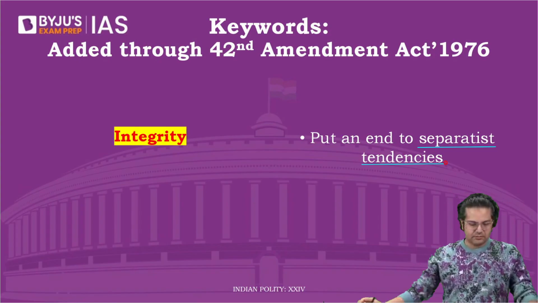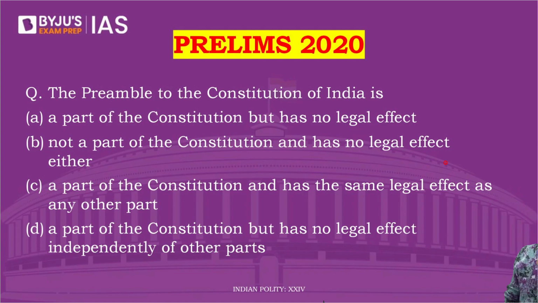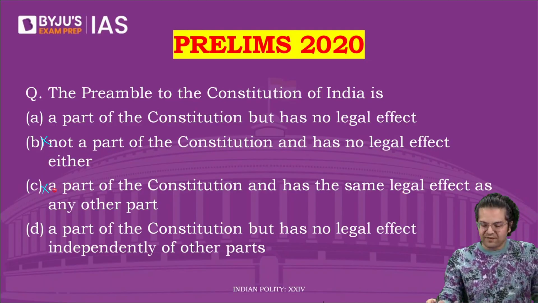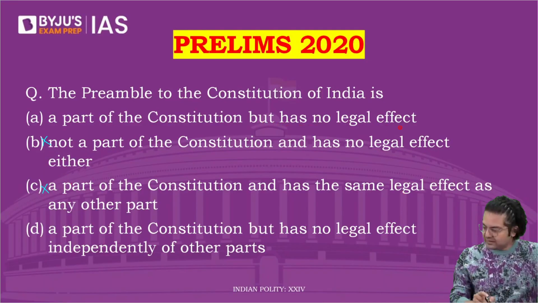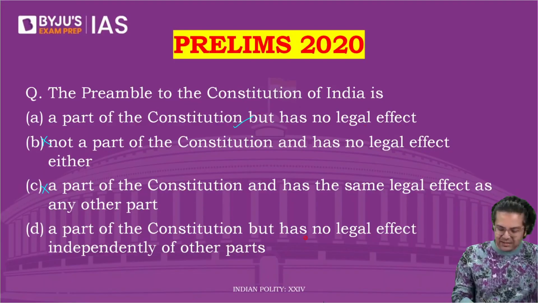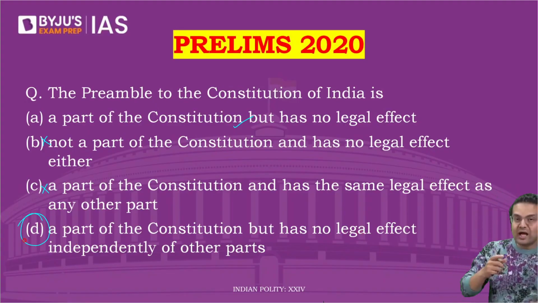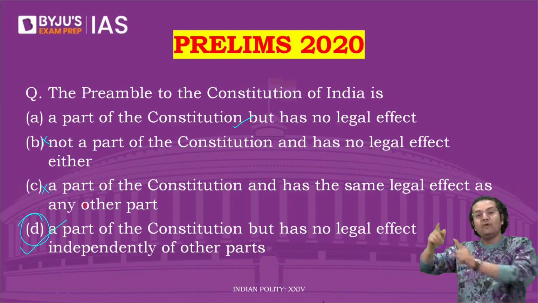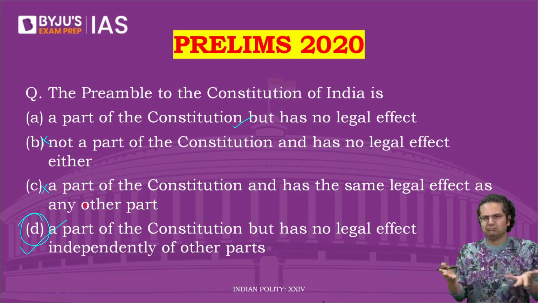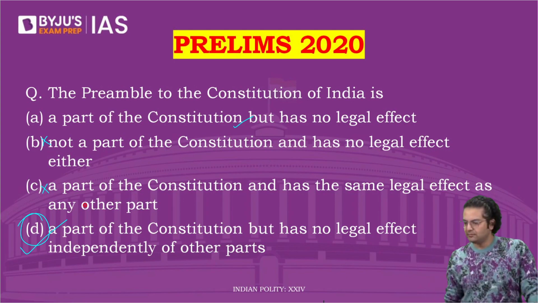That's it. Solve some questions quickly. No, no, that is not possible. A part but has no legal effect is actually correct. But the last statement, but has no legal effect independently of other parts, is actually a better statement, because you have to read the preamble along with other parts to interpret the constitution. On its own, nothing special. Along with other things, yes. Right?